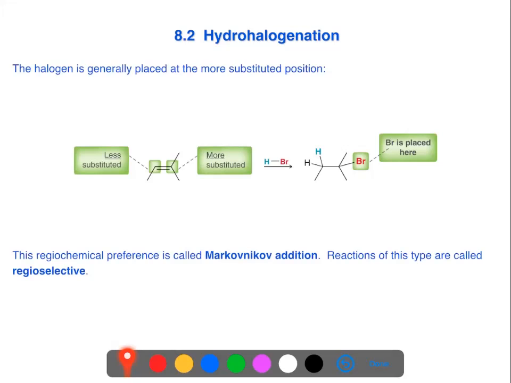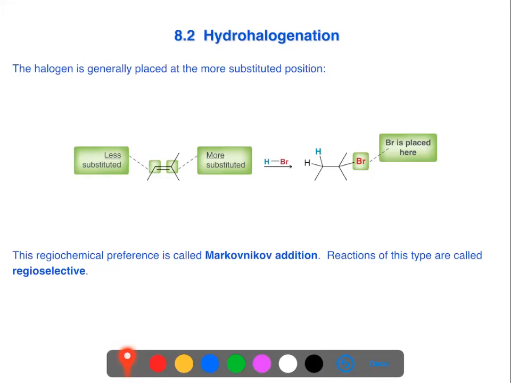So when the halogen is placed at the more highly substituted position of the original alkene, we refer to this regiochemical preference as Markovnikov addition. It's a commonly used term, and so we still use it today to describe that particular placement, that the halogen will end up on the carbon that's more highly substituted when you look at the substitution of the original alkene. And we refer to the opposite, if the halogen ends up at the least substituted carbon of that original alkene, as anti-Markovnikov addition.